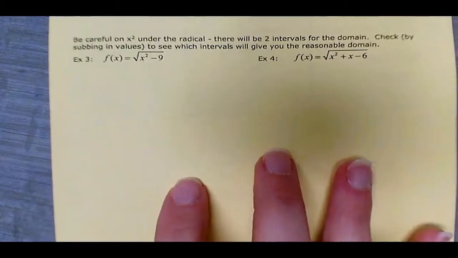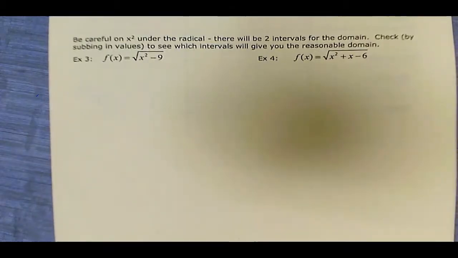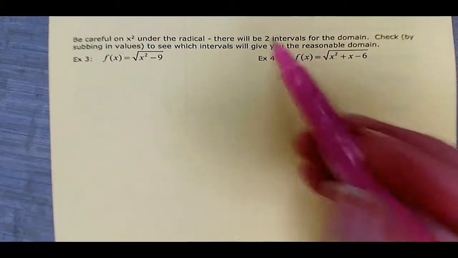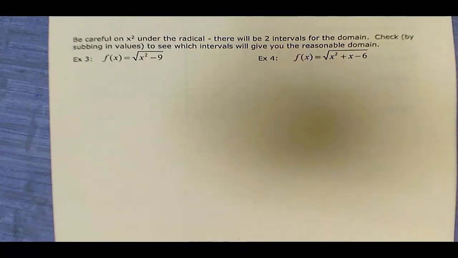So I'm going to scoot this up. We have the same kinds of problems, except these have quadratics underneath the radical. So it says, be careful on x squared under the radical. There will be 2 intervals for the domain. So that means you will have 2 inequalities for the domain. You're going to check by subbing in some values to see which intervals are going to give you the reasonable domains, the ones that don't make the radicand negative. So same idea applies. Identify the radicand.